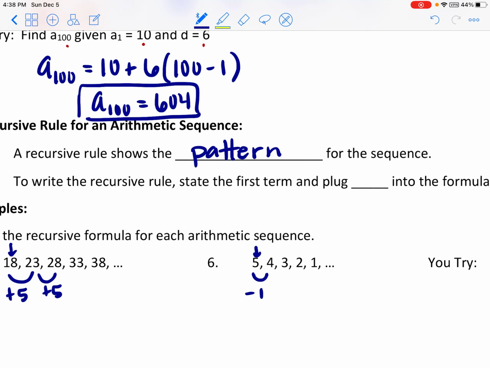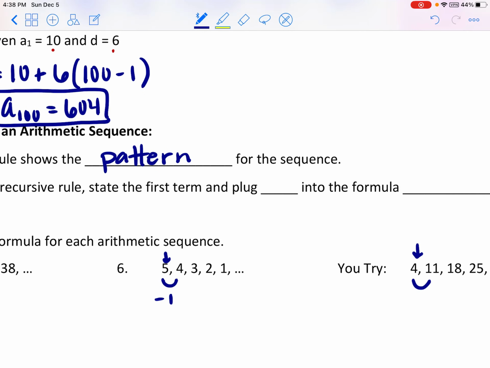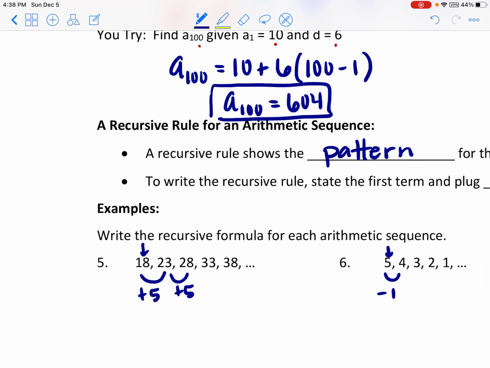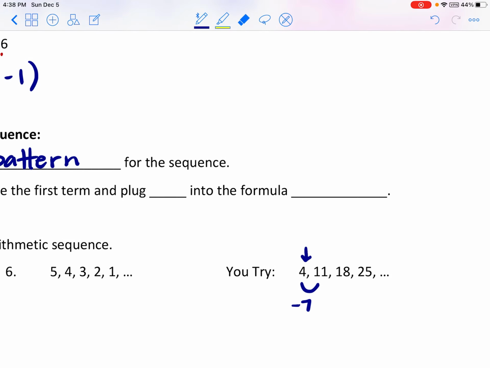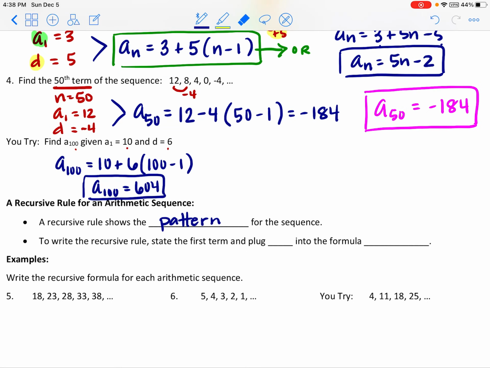One more. There we go. The common difference here is going to be a negative 7, and again the common difference over here was a positive 5. So what's changing is our first term and our common difference. Those are the only couple of things that we're going to have to worry about when we're writing our recursive rule or using a recursive formula.